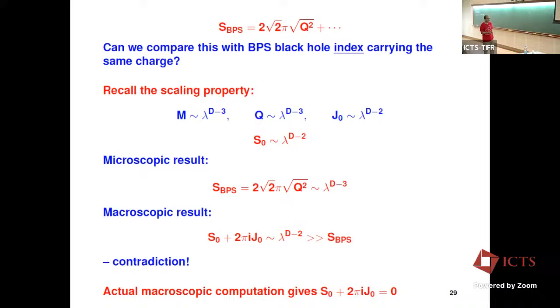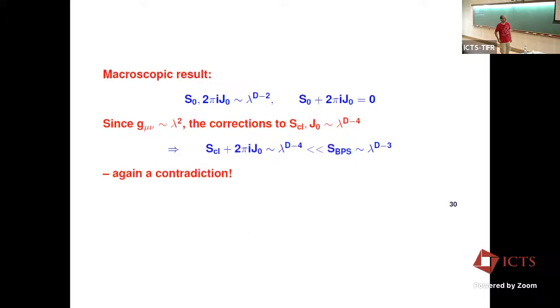So this is a contradiction. But when one goes ahead and computes S0 and J0, one finds that neither of them is in fact 0. Both of them scale as lambda to the d minus 2, but the sum is 0. So at least the immediate contradiction is avoided. But let's proceed to the next step. The macroscopic results are given here. This is what I have just described.